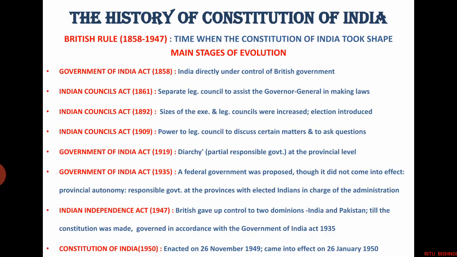The British gave up control of the government of India and Pakistan by the Indian Independence Act of 1947. However, till the constitution was made, both India and Pakistan were governed in accordance with the Government of India Act 1935. The Indian Constitution was enacted by the Constituent Assembly on 26 November 1949 and came into effect on 26 January 1950. The date 26 January was chosen to honor the Purna Swaraj Declaration of Independence of 1930.